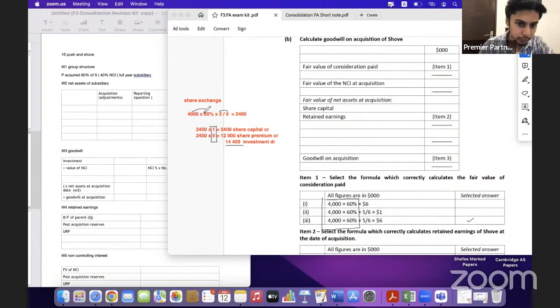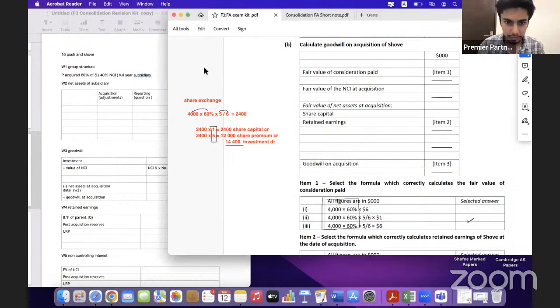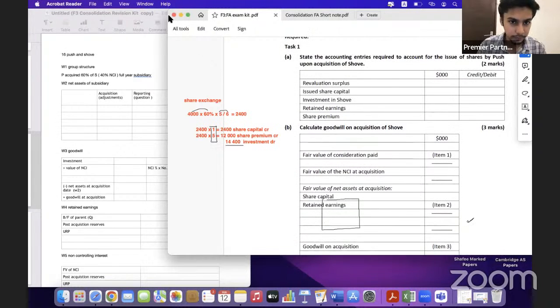See, 4,000 into 60% into 5 over 6. And here, to get this, you multiply twice, no? One by one, the other one by 5. So over there, when you add both together, it is 6, no? So therefore, guys, that's how we got the answer, right? Option number 3. Okay, right. Then, guys, let's move to the next part of the question. Let's go to this part. Yes, Adil, tell me.